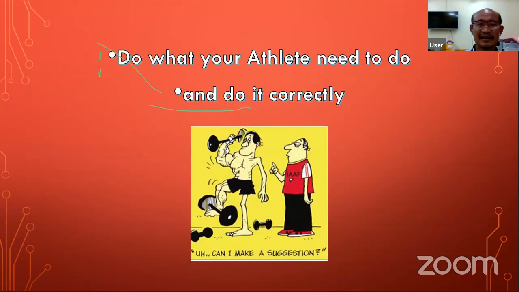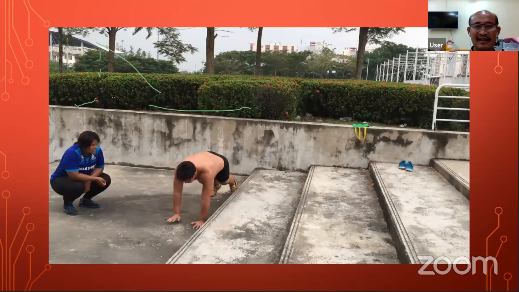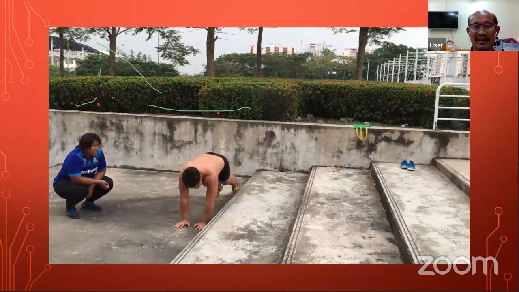Hopefully, in my training, I do what my athlete needs to do, and I will try to do it correctly as much as I can. At the end will be examples of the exercise. This is core strength training exercise. He is a shot putter.